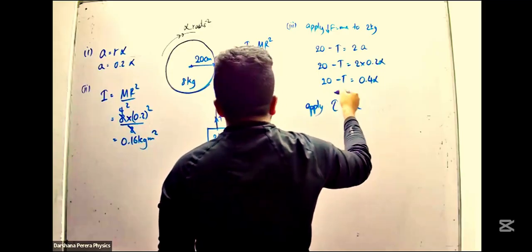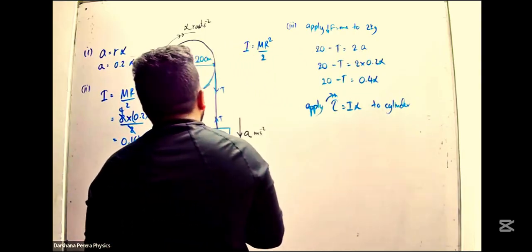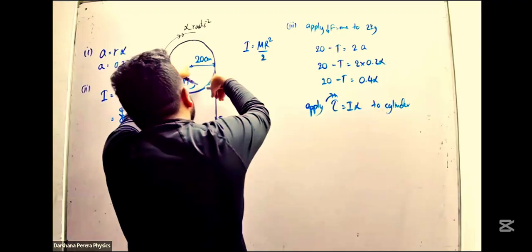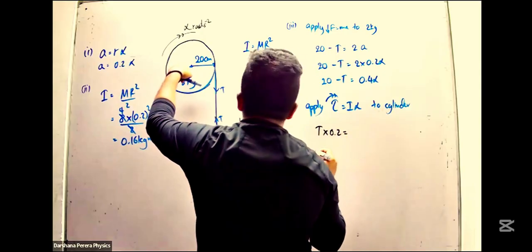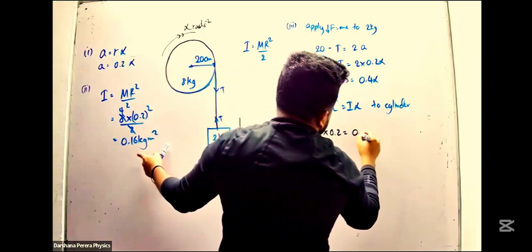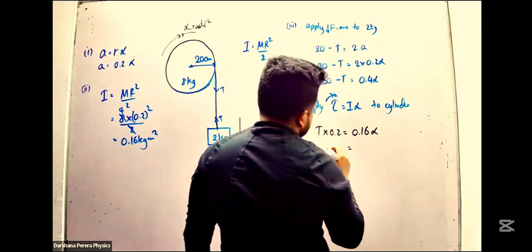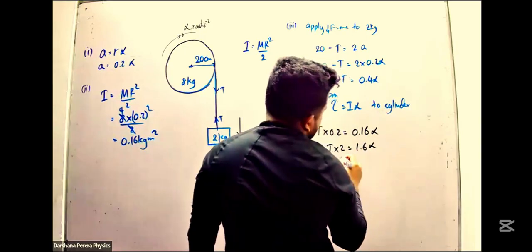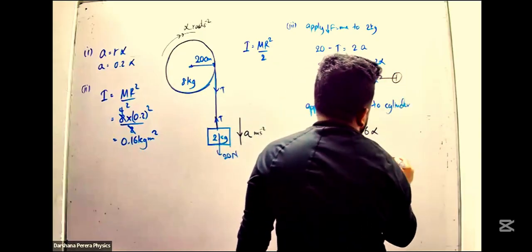Then we have to apply tau equals I alpha to this direction. Clearly mention all of it. When we apply tau equals I alpha, we know torque means the moment. T into 0.2 equals I, that means 0.16 alpha. Therefore, we get T into 2 equals 1.6 alpha. T equals 0.8 alpha. This is number 1.